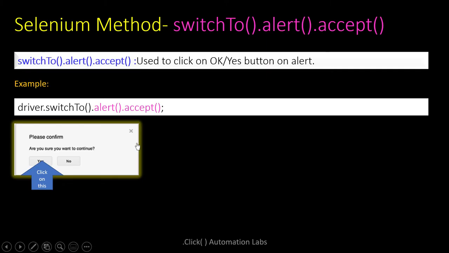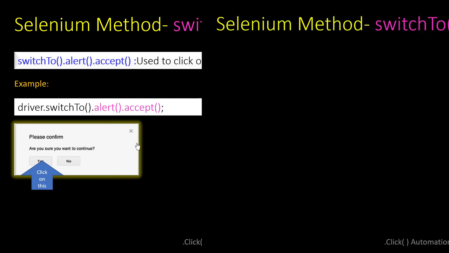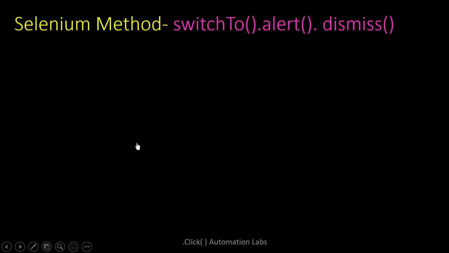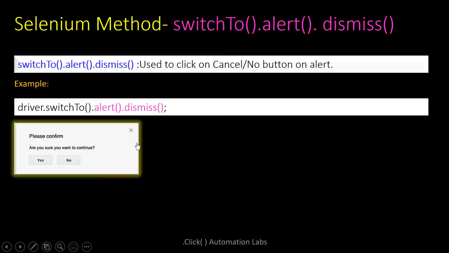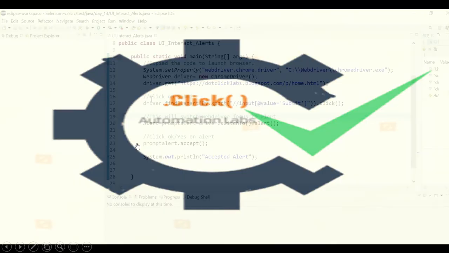Okay, so let's see the next example. Now we will see about the dismiss. So this is quite the reverse. Switch to dot alert dot accept accepts the alert, and this will say cancel or no to the alert. Switch to dot alert dot dismiss. So this will click on the no button. So let's see one example.